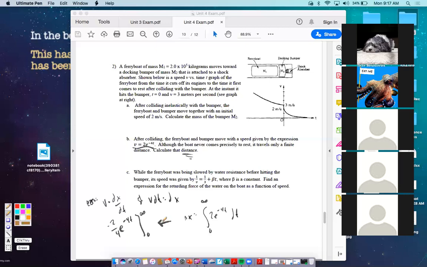And you guys should be able to do that evaluation. Whenever t is 0, this e term becomes a 1. Whenever t is infinity, this e term becomes a 0. And so we end up getting a 1/2. So half a meter. All that work for half a meter. So that's the correct answer.